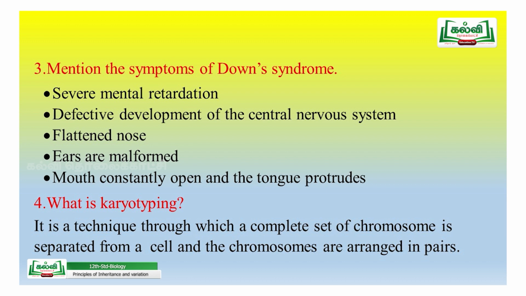Now what is karyotyping, the fourth question? It is a technique through which a complete set of chromosomes is separated from a cell and the chromosomes are arranged in pairs. This is called karyotyping.